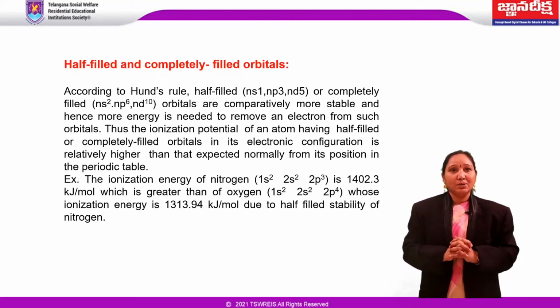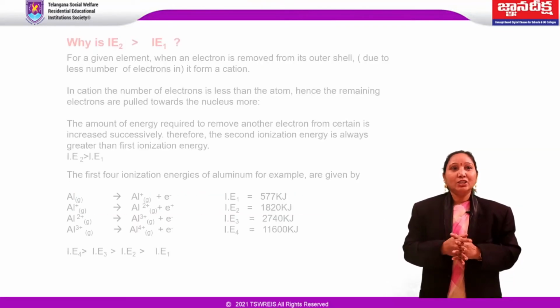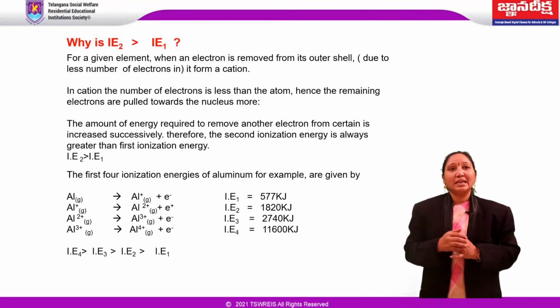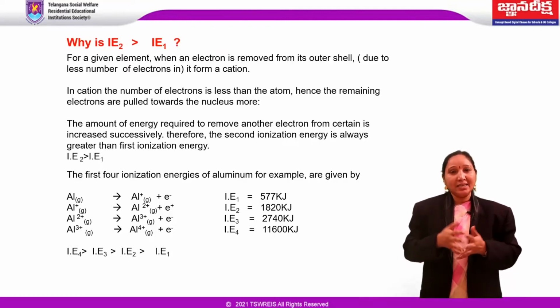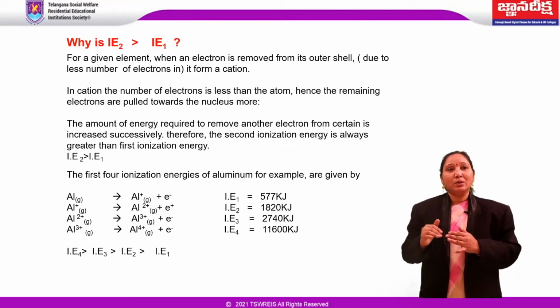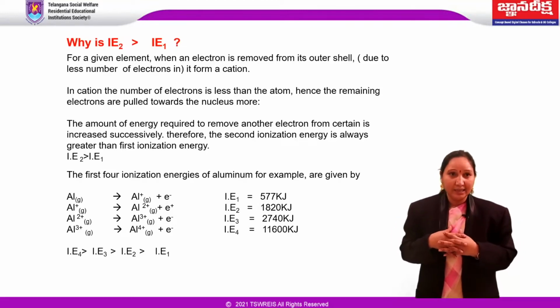When an electron is removed from its outer shell, due to the lesser number of electrons in it, it forms a cation. In a cation, the number of electrons is less than that of the atom. Hence, the remaining electrons are pulled towards the nucleus more. The amount of energy required to remove another electron from the same orbit increases successively. Therefore, the second ionization energy is always greater than the first ionization energy.